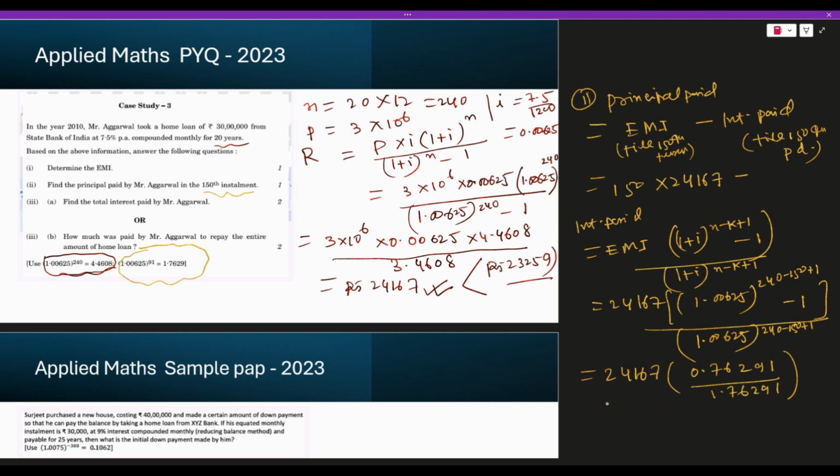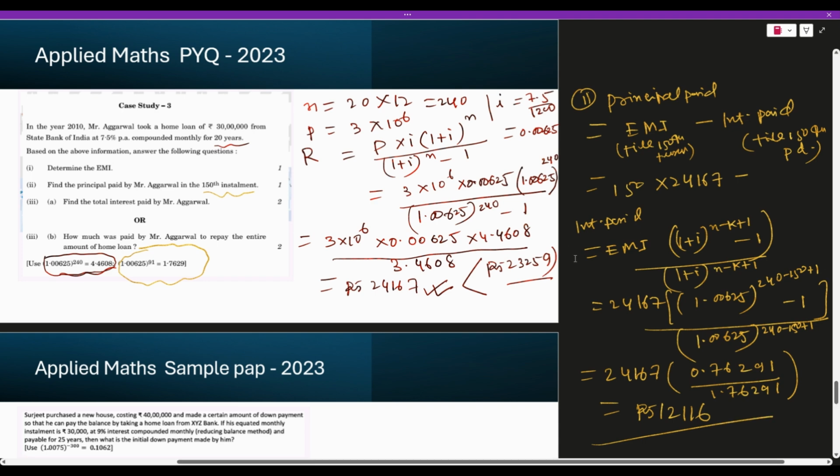1.76291. If you don't calculate in exam accurately, 0.5 normally reduced. Okay, I have heard this. Board maximum 0.5 they will reduce. But I'll take the advantage of doing calculation with my calculator. It is coming rupees 12116. Clear? Then total interest paid will be how much?